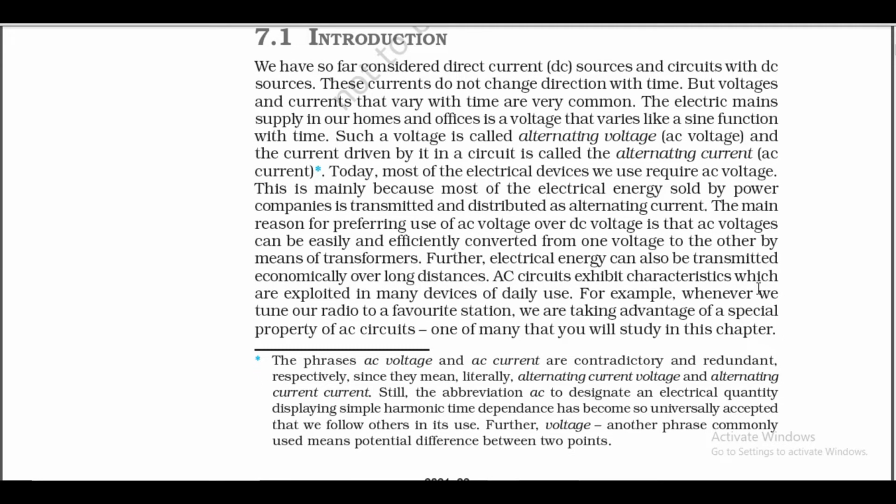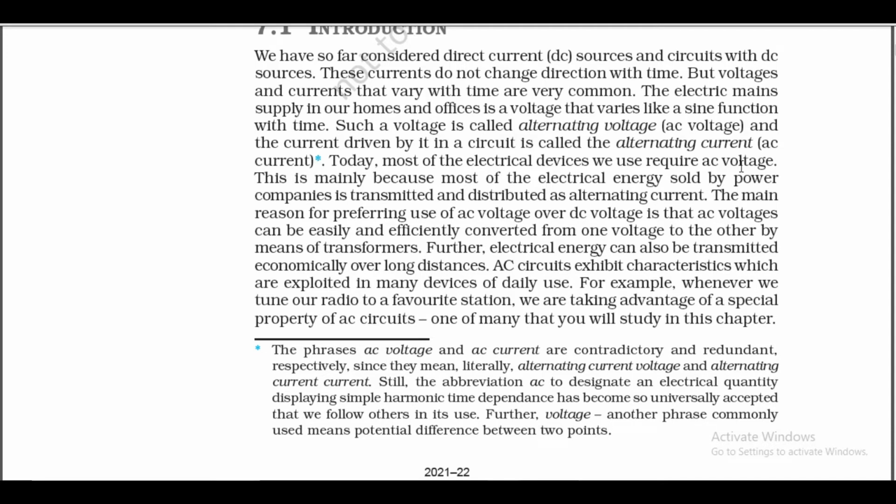Today, most of the electrical devices we use require AC voltage. This is mainly because most of the electrical energy sold by power companies is transmitted and distributed as alternating current. The main reason for preferring AC voltage over DC voltage is that AC voltage can be easily and efficiently converted from one voltage to another by means of transformers. Further, electrical energy can also be transmitted economically over long distances.